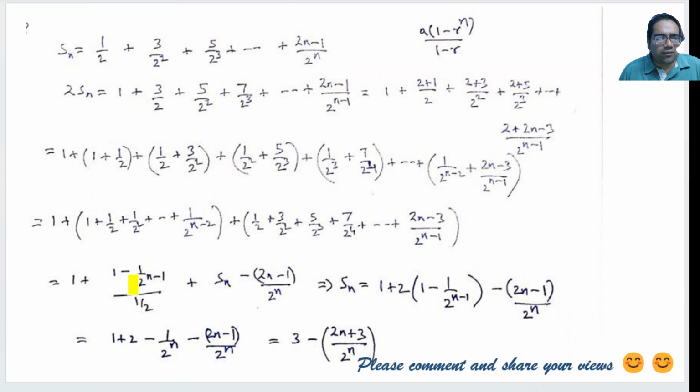1 minus (1/2) whole power n minus 1. 1 power n minus 1 doesn't matter. So (1/2)^(n-1) by 1 minus r, which is 1 minus half, which is again half. Right, this is the sum of this one.